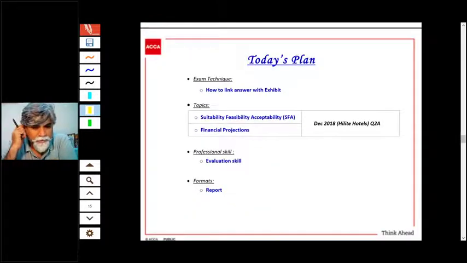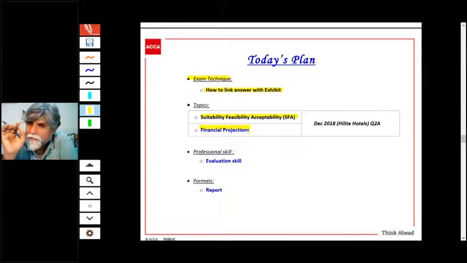All right, so today's plan: we will talk about one exam technique, which is the most important, how to link the answer with the exhibit. You remember the biggest weakness why students fail in the examiner's report? The first point, the students don't link their answers. So I want to start with this technique first, and then today I will do SFA and financial projections.